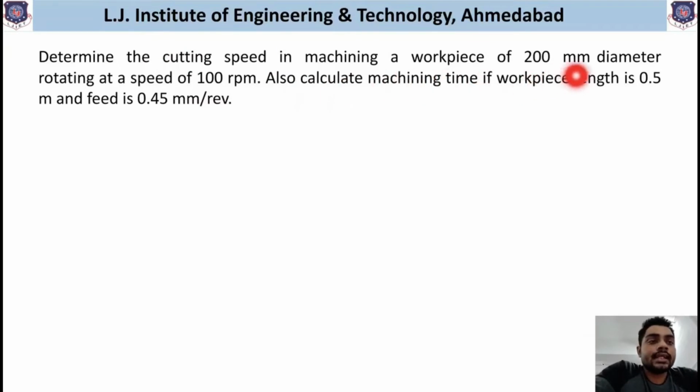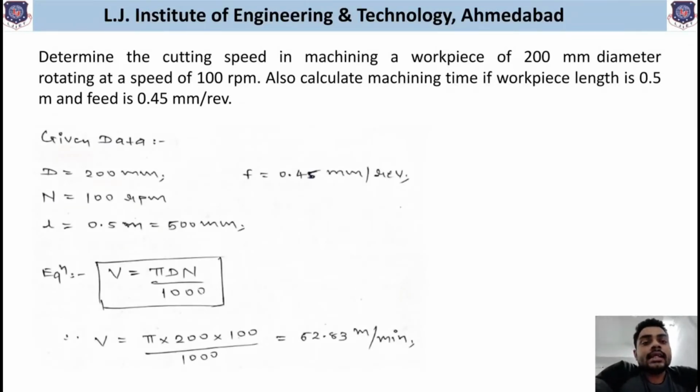So for that, given data is 200 mm diameter, that they have given, the diameter of workpiece. Next, rotating speed of 100 rpm, that means they have given the value of n, that is 100 rpm. And they have also asked us to calculate machining time if workpiece length is 0.5 meter and feed is 0.45 mm per revolution. So these are the other details given. So we need to find first cutting speed, then we need to find machining time. So now starting with writing our given data.